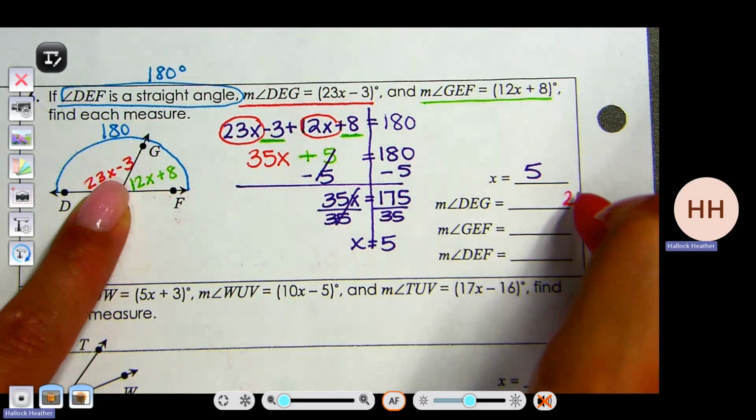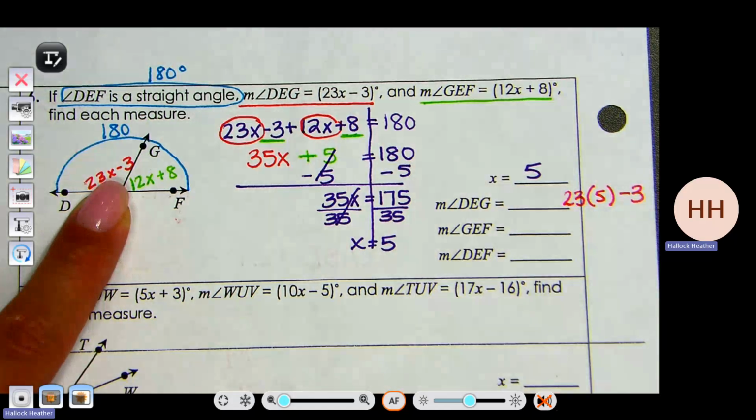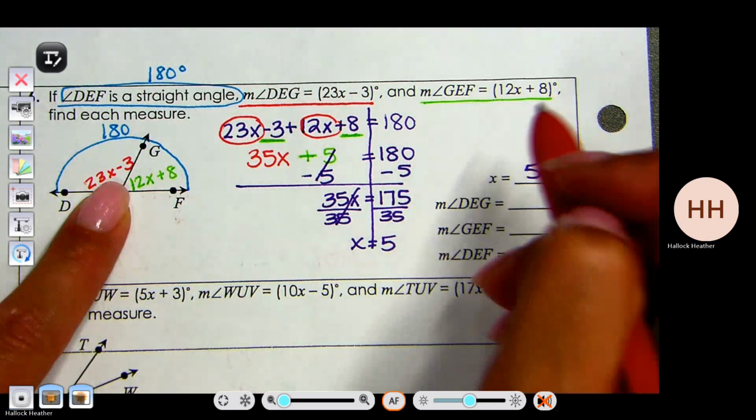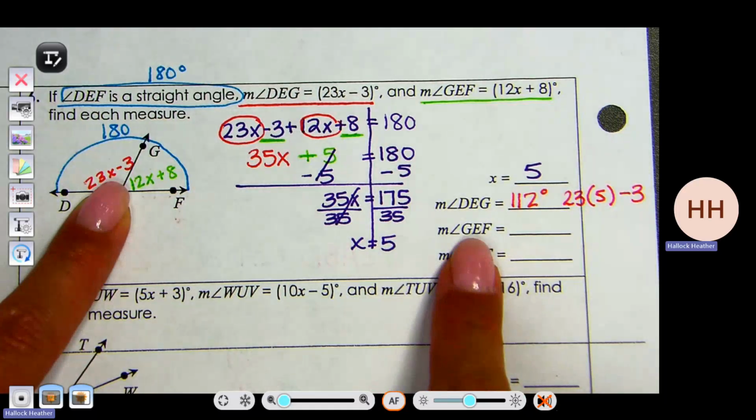Instead of writing 23x, it's 23 times 5. And I'm minusing 3. You don't really need to show the work for that because you could plug it into the calculator. So what does that get me? 112? Okay, so 112 degrees. I'm going to do the same thing for GEF.